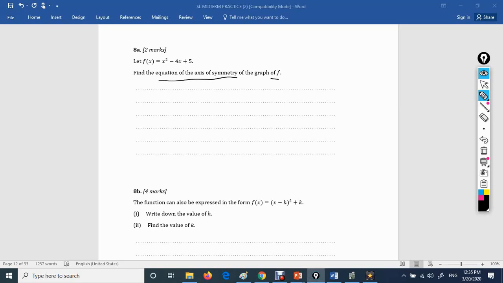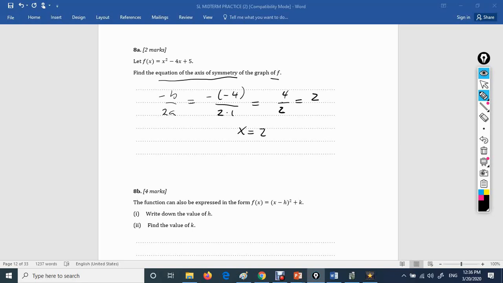So we can just go minus b over 2a, make things simple. So in this case, minus 4 over 2 times 1. So this will be 4 over 2, which equals 2. So x equals 2 is the equation of the axis of symmetry. Don't forget to write it in this form, otherwise you would lose a mark.